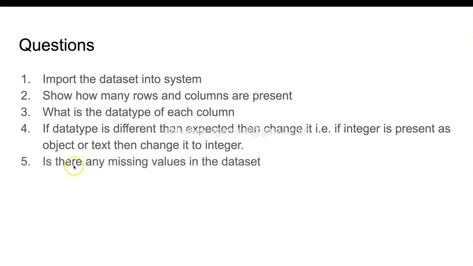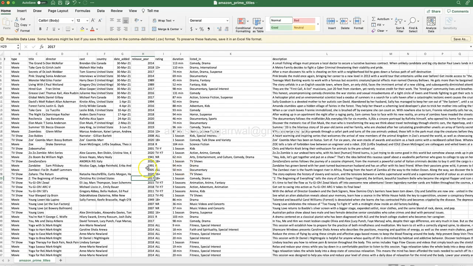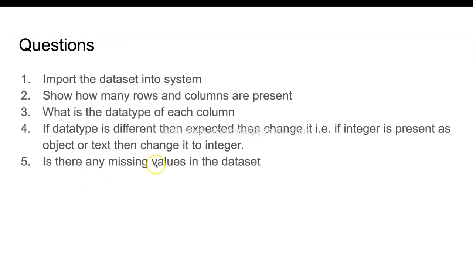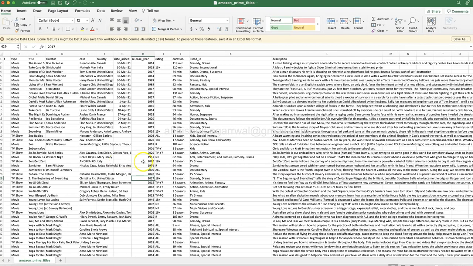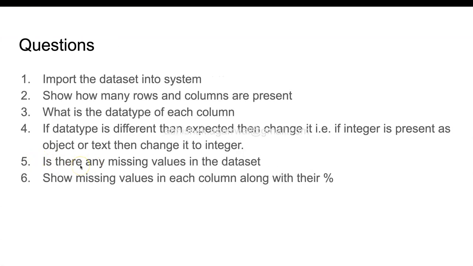So the next question is, are there any missing values in the data set? Yes, there are missing values in the data set, but what you need to show is the overall count. So that's basically over here. Show the missing values in each column. So over here, in the fifth step, what you need to do is look at the entire data set and see how many missing values there are. That's what it is asking in the fifth step.